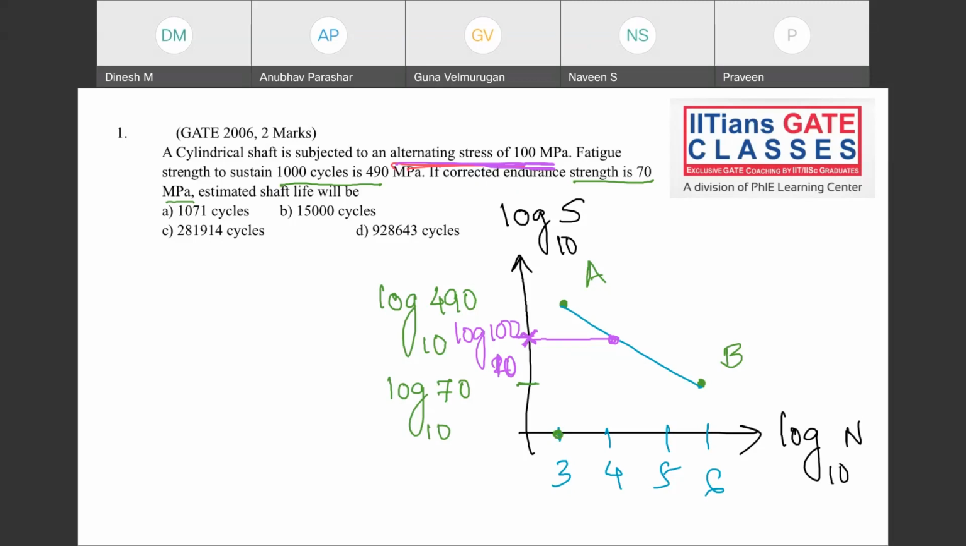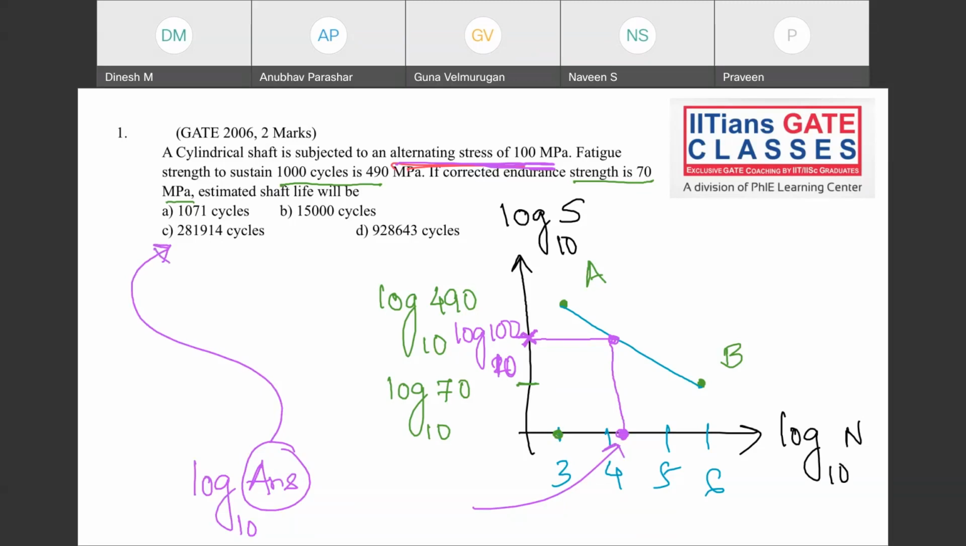Then we'll find out the x coordinate. This x coordinate will be nothing else but log of the answer to the base 10. So by solving this, you can get the answer. The correct answer is C.